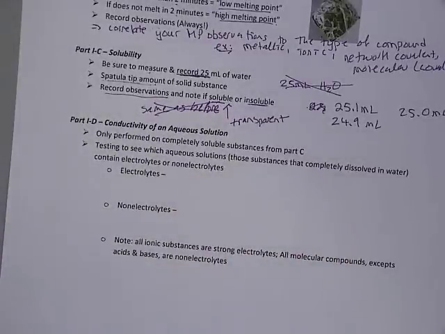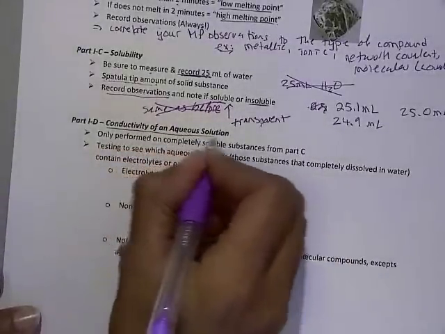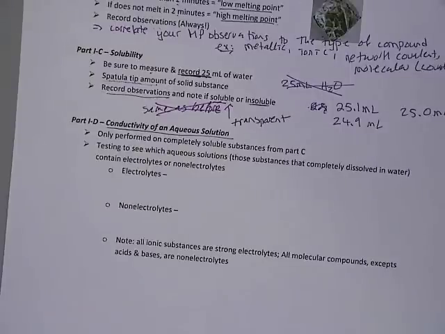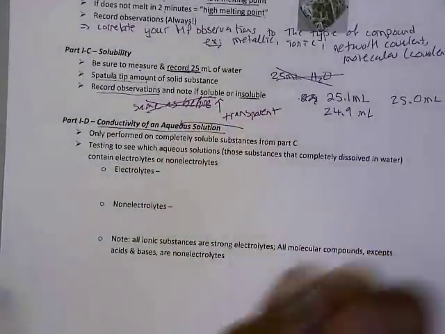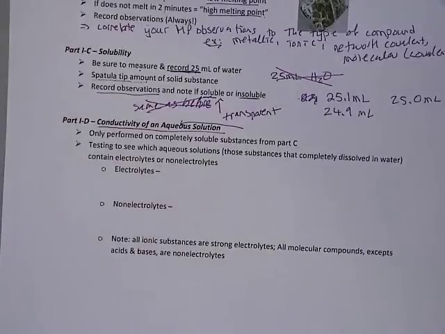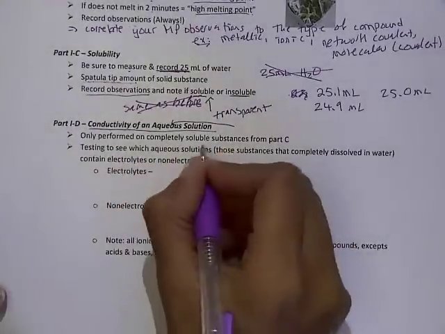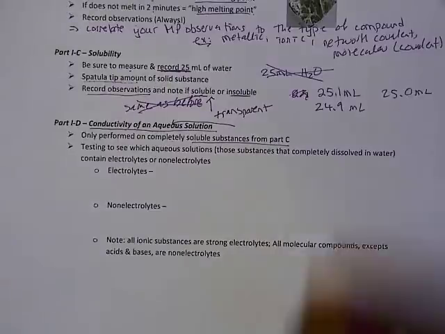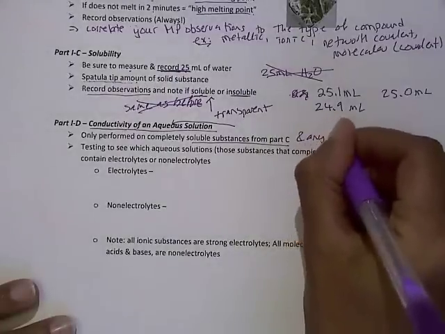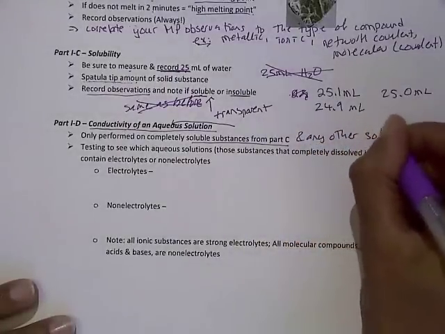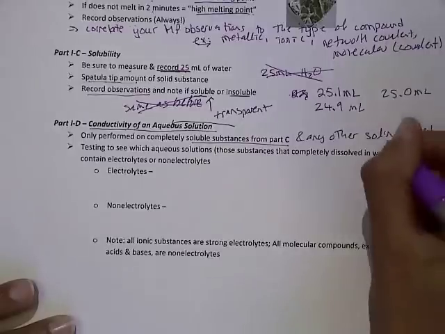Finally, for experiments for part 1, you're going to be conducting conductivity experiments of aqueous solutions. Now, if you remember from Friday's lecture, we said aqueous solutions are those solutions that are completely soluble in water. So you have a substance, it's fully dissolved in water, and it's predominantly made up of, again, water. Only perform conductivity tests on the soluble substances from part C, and any other solutions placed at station D.